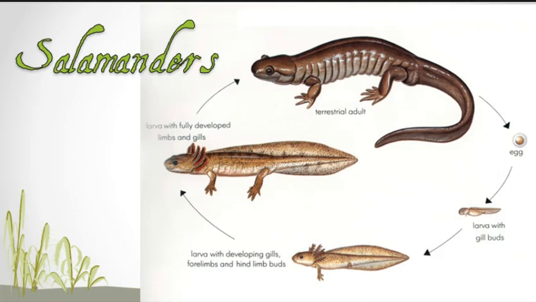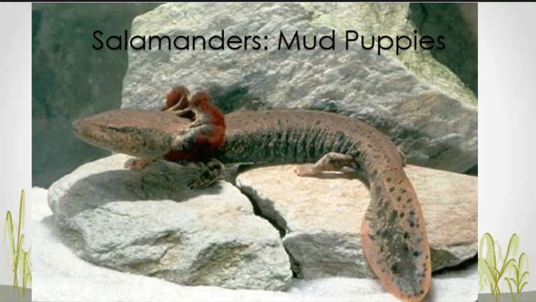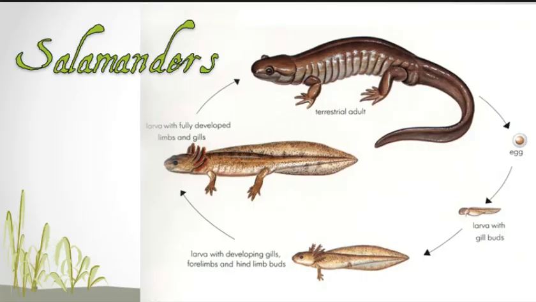You might have seen those at bait shops. Then you get to our adult. Isn't that an axolotl? I call that a mud puppy. There's a difference. These are fairly large. An axolotl stays like that. A mud puppy goes into the next stage of a salamander.